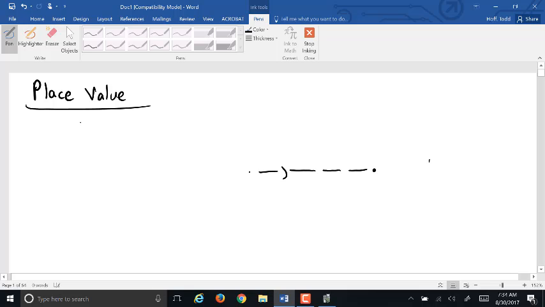Just to review a little bit, we start at the end of the number. What's the place value of this last digit? The ones. Next is the tens and then hundreds. And those are actually our only three place values.